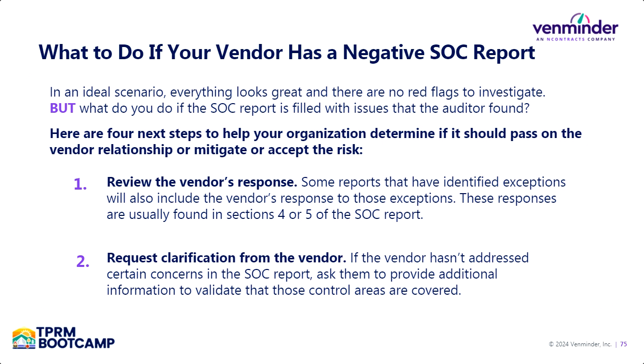I think the first thing you want to do is really look at the vendor's response. Most reports that are negative or have exceptions or a qualified finding are also going to include the management's response to those issues. And these are usually found in that section 5 of the report, or right in section 4 with the testing. Read those, understand their response. Does it add context? Are there other controls in place? If not, if they haven't addressed it in a way that satisfies, then request clarification from that vendor. I think any vendor with an issue on the report is going to expect questions, so ask them. Feel free to reach out to that vendor.